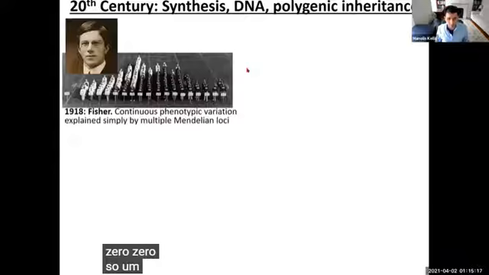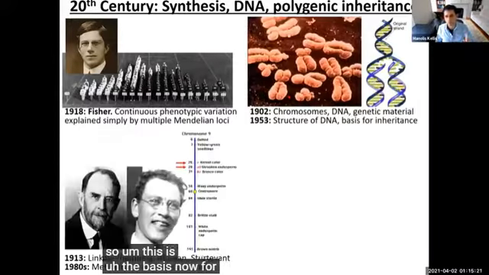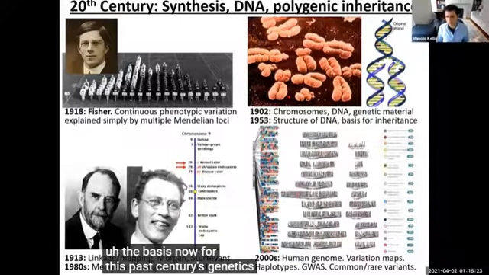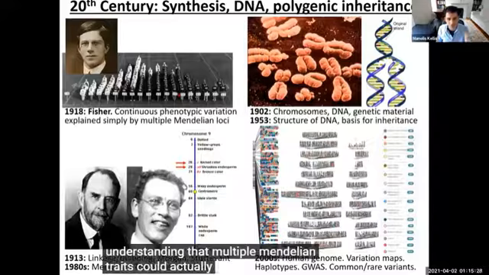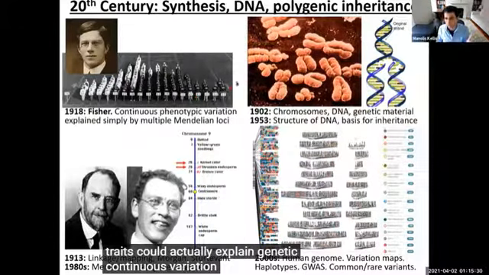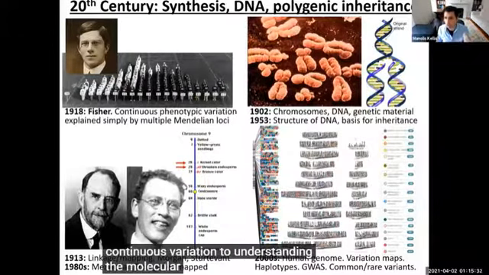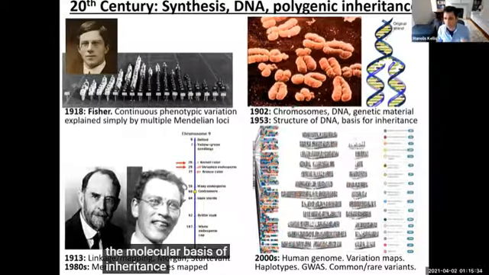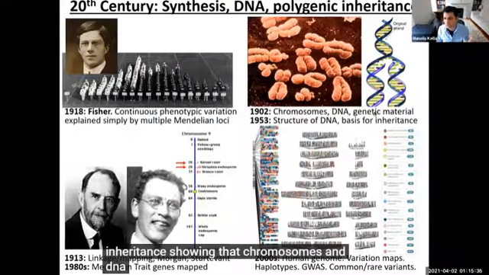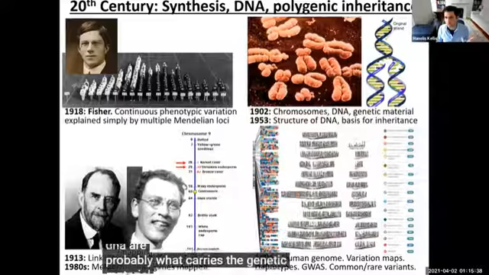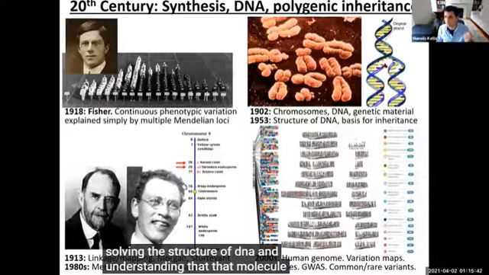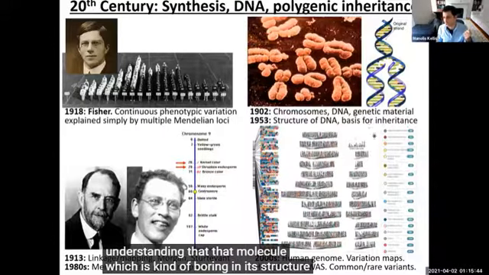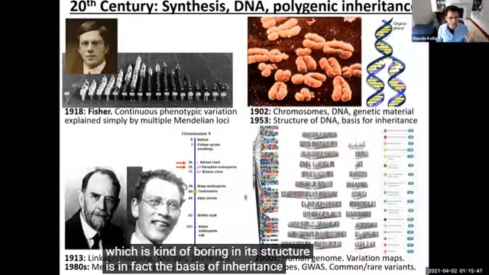So this is the basis now for this past century's genetics, that basically took us from understanding that multiple Mendelian traits could actually explain genetic continuous variation, to understanding the molecular basis of inheritance, showing that chromosomes and DNA are probably what carries the genetic material, and ultimately solving the structure of DNA and understanding that that molecule, which is kind of boring in its structure, is in fact the basis of inheritance.